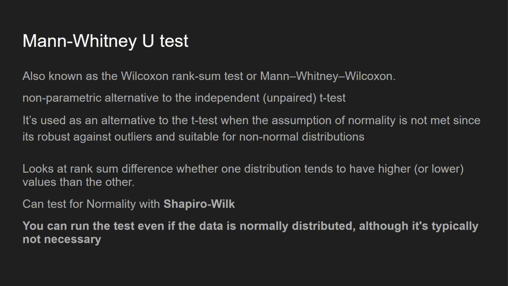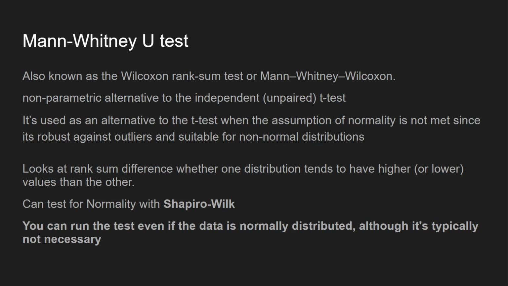Use the alternative to the t-test when the assumption of normality is not met, since it's more robust against outliers and suitable for non-normal distributions. Essentially, what this does is look at the rank sum difference, whether one distribution tends to have higher or lower values than the other.